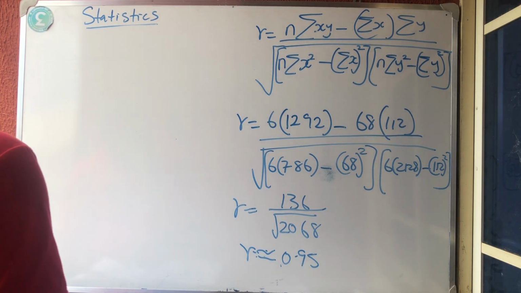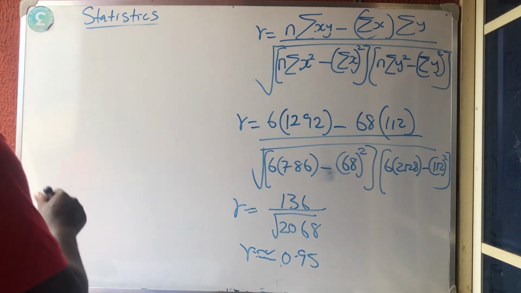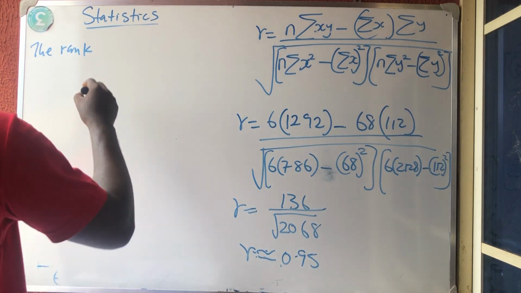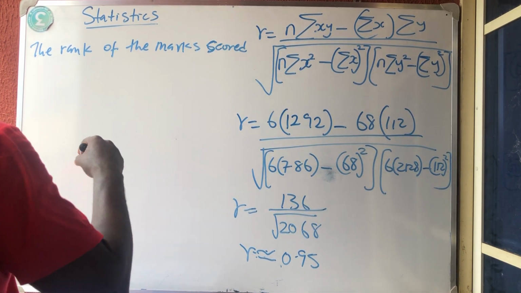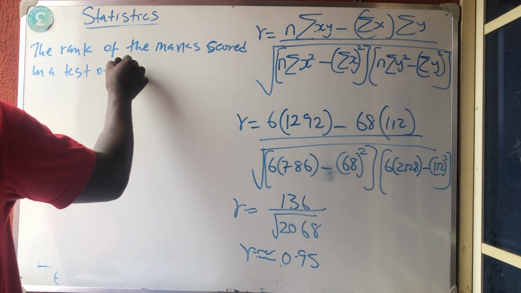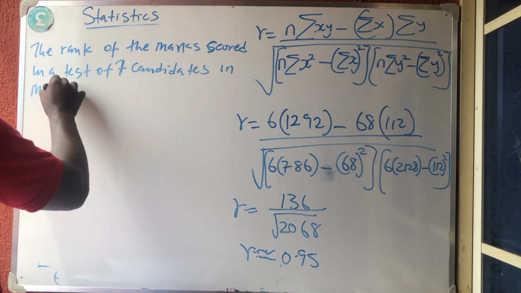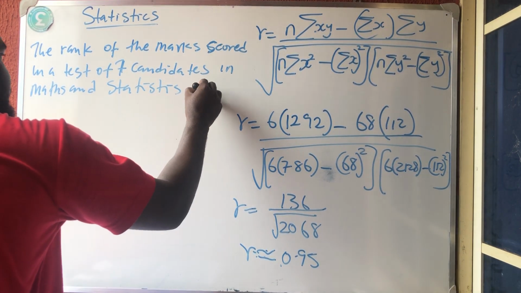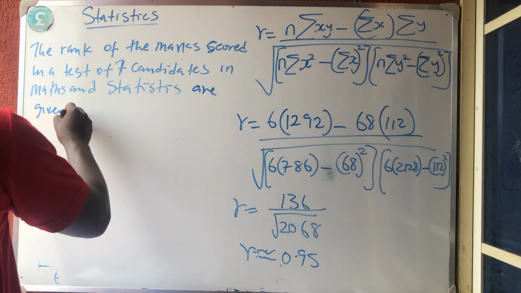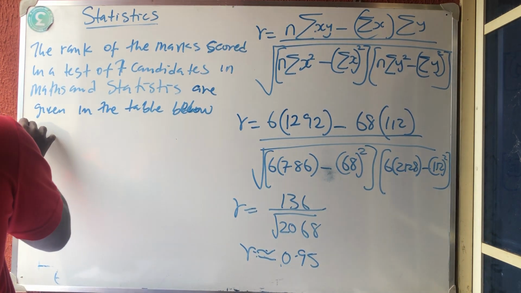Okay, so I think at this point I'm going to give you an assignment to work on, then we are okay. So the assignment I'm going to give you now, okay, they said the ranks of the marks scored in a test of 7 candidates in maths and statistics are given in the table below. Look at the table they gave us.